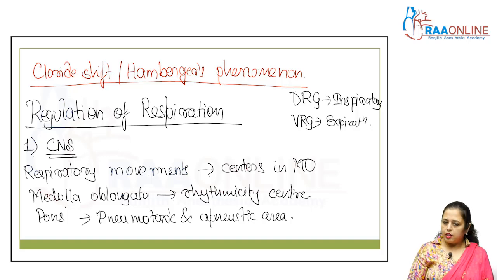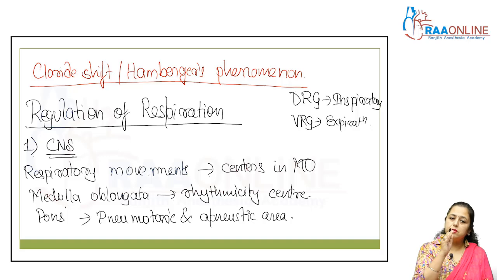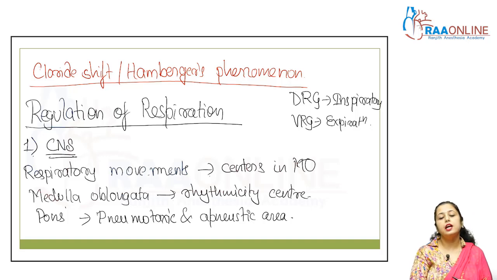So the pneumotaxic center, right, and the apneustic center is located in the lower part of the pons, and it coordinates between the inspiratory center and the expiratory center, right?